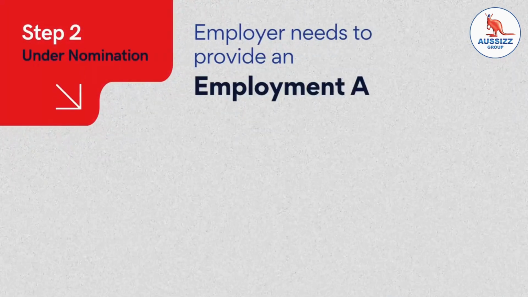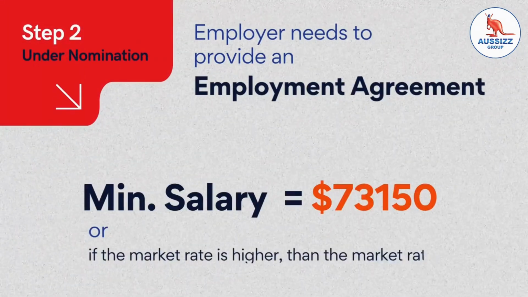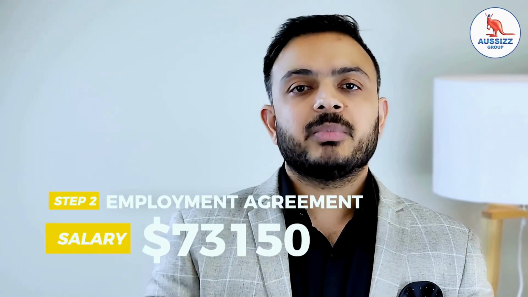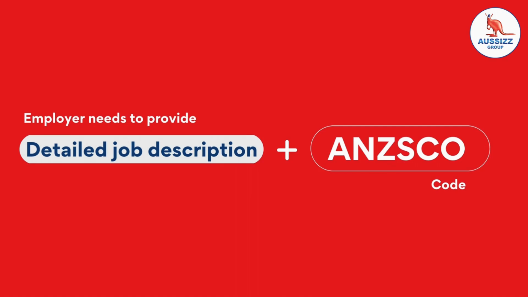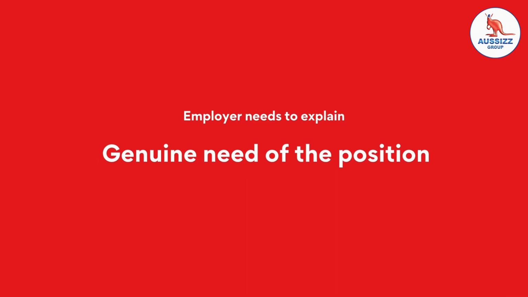In the nomination application, the first thing is your employer will have to provide evidence that they have conducted the labour market test. The second thing is your employer will have to provide an employment agreement where the minimum salary is $73,150 plus superannuation, or the market rate if that is higher. Your employer will also have to provide a detailed job description that matches your nominated occupation's ANZSCO code description. Your employer will have to provide an explanation of the genuine need of the position in the business and also justify that the terms and conditions offered to you are equal to those of an Australian employee.